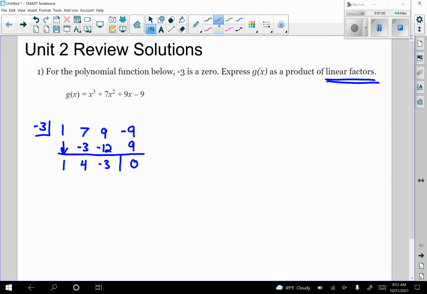So now we can say that g of x factors into an x plus 3, if -3 is a 0. And then this is the remaining polynomial, which will become x squared plus 4x minus 3. Well, we need to try to factor this, but it's not going to factor just into 2 sets of parentheses. So we need to find the individual zeros here. So now what we need to do is set this equal to 0.